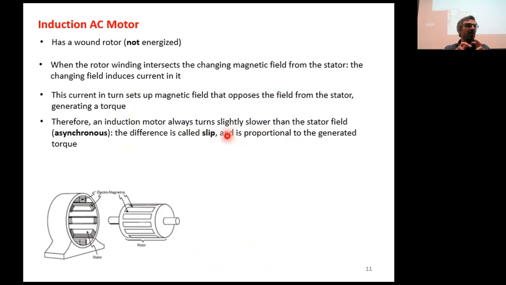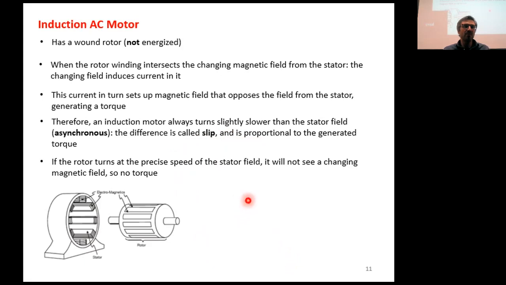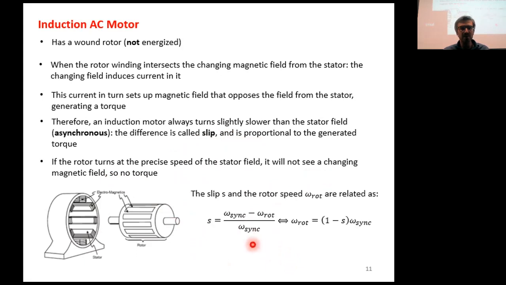Otherwise, you don't have enough induction and variable flux coupling into the rotor. The difference in speed is called slip, and is proportional to the generated torque. If the rotor turns at the same speed as the statoric field, you won't see any changing magnetic field, and so you won't have any torque. The slip and the rotor speed can be related by this single equation, where omega sync is the speed of the statoric field that is related to the frequency of your AC supply.